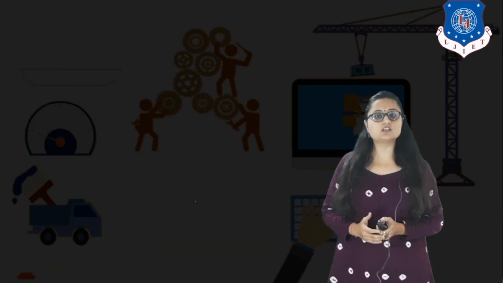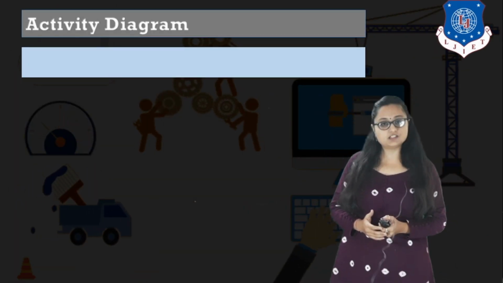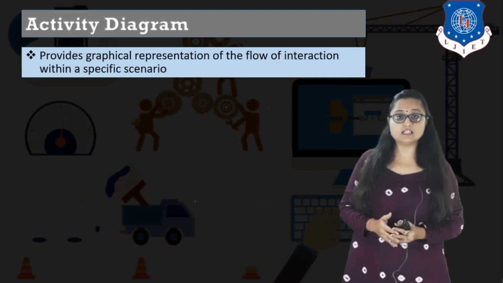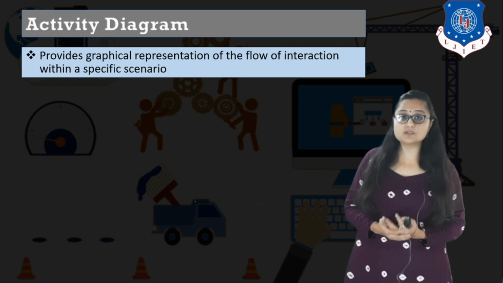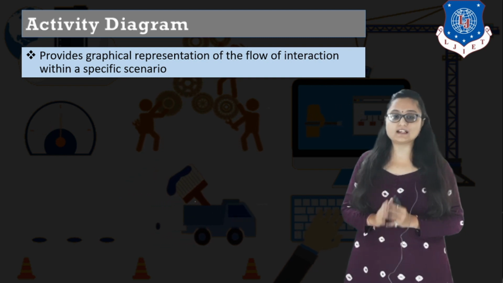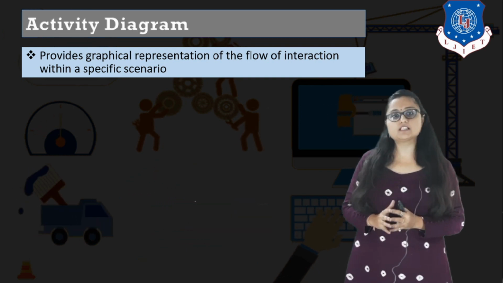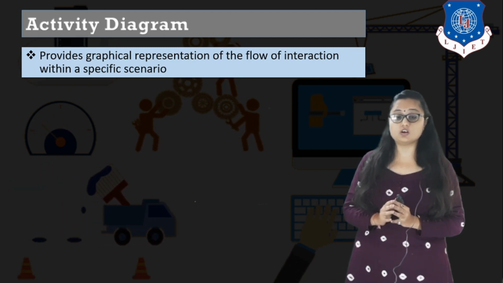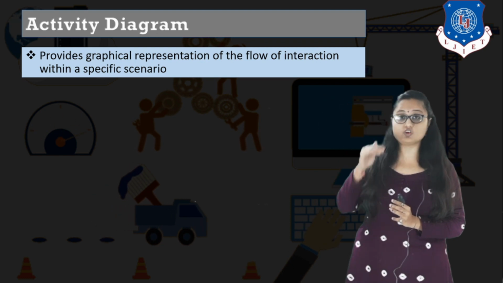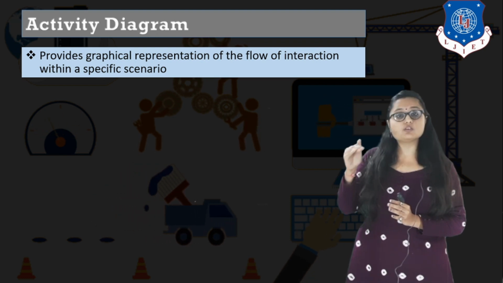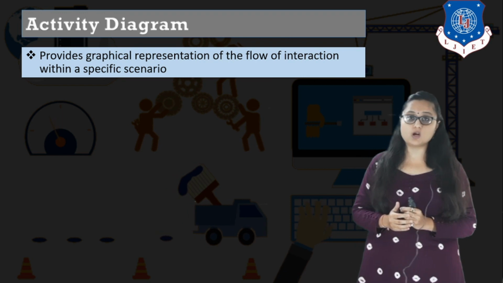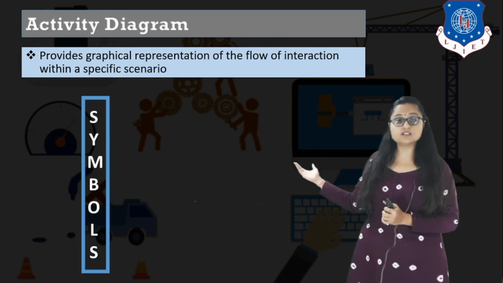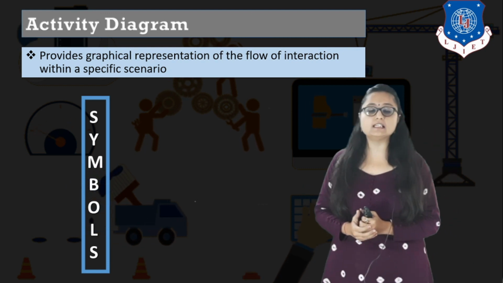Let us start with the first diagram, that is activity diagram. Now what do you mean by activity diagram? Activity diagram basically is a graphical representation of the flow of interaction within a specific scenario. So if you have a specific scenario in which you want to see the flow of interaction, or the sequence of activities that are being performed one after another, you can go for activity diagram. Now let us study the different symbols used in activity diagram.